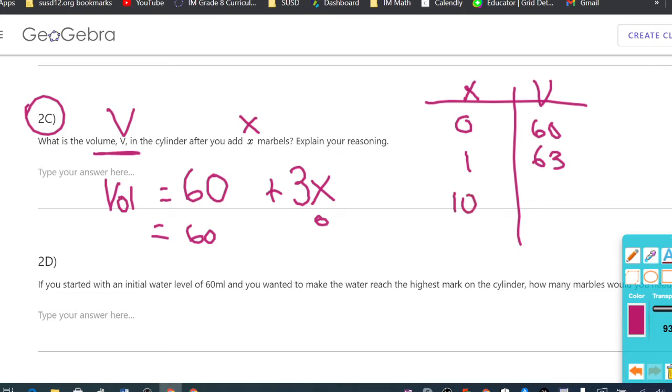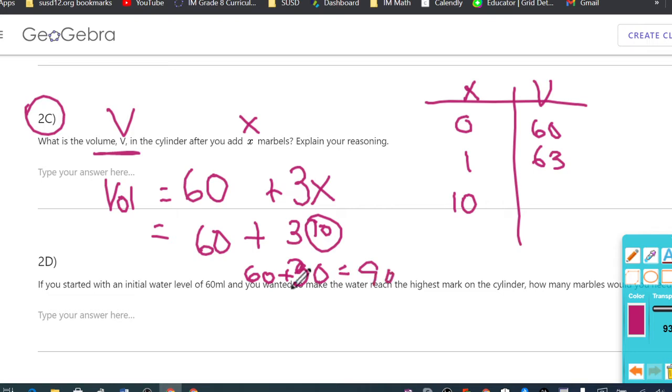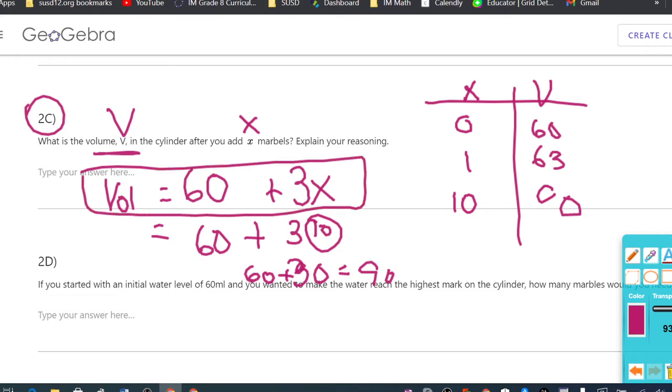What if we added 10 marbles? Think about that. Then what is the total volume going to be? If X equals 10, then 10 marbles times 3 milliliters per marble plus the 60 milliliters we started with, that would be 60 plus 30 equals 90 milliliters. So now, can you see how this equation works? It answers the question, what is the volume in the cylinder after however many marbles you want? Just substitute in X, the number of marbles, and then you can calculate the volume in the cylinder.